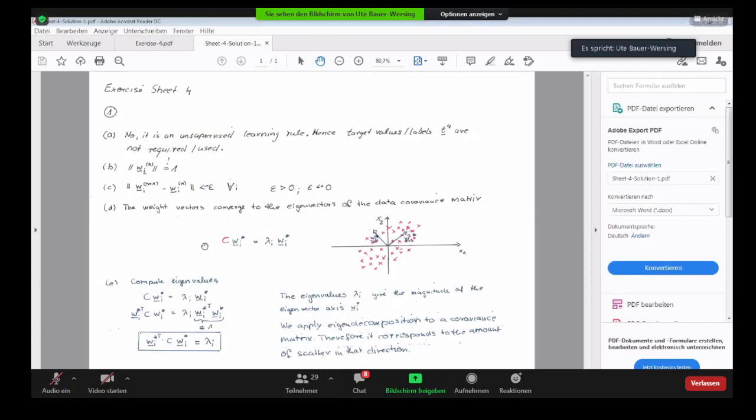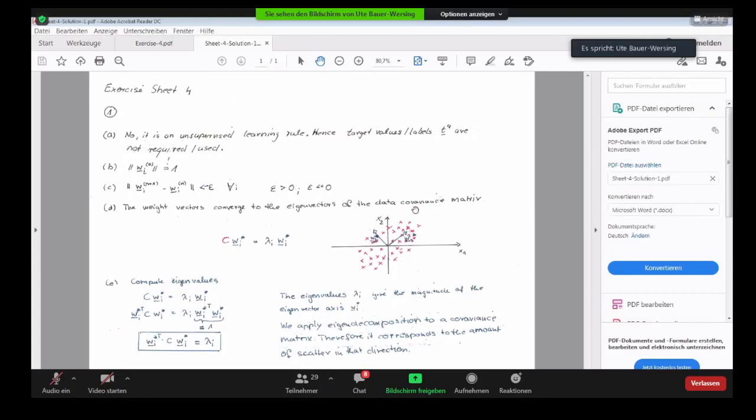This is part D. What we know is the weight vectors that we learn with this learning rule converge to the eigenvectors of the data covariance matrix. The important thing, usually, if you do not mean center data, this is the correlation matrix. The interpretation of the weights, in this case, if you don't mean center data, is quite complicated, right? So it's not the usual application.